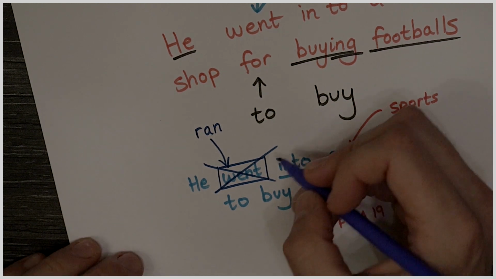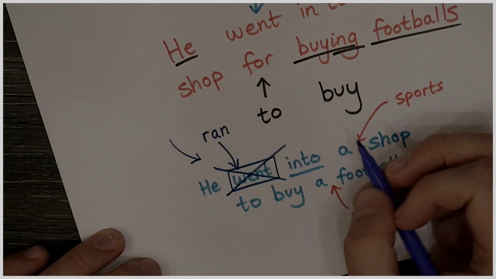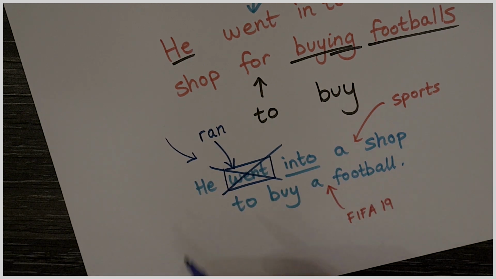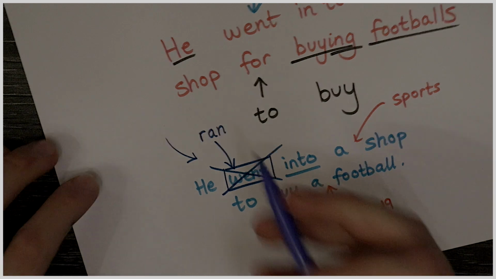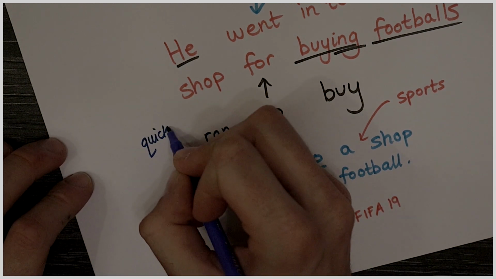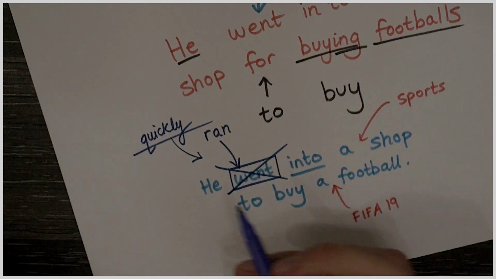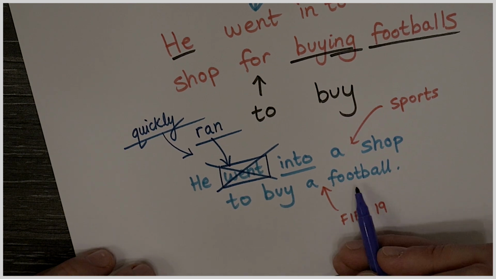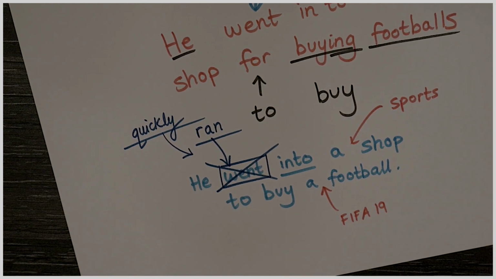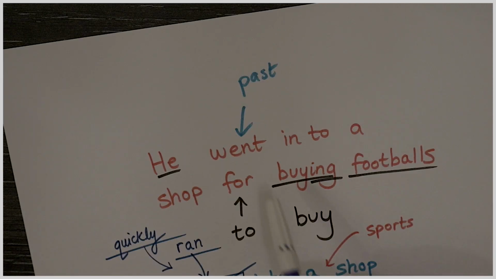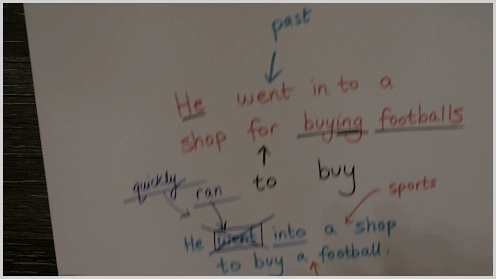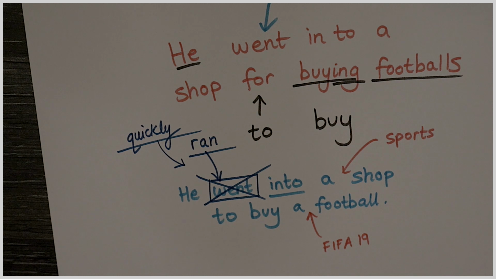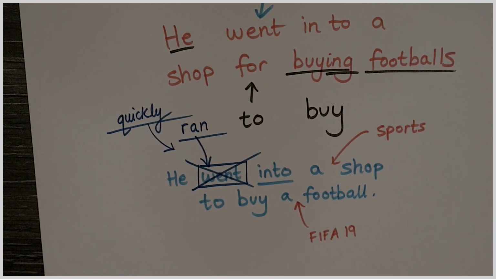Now if he ran, how did he run? Let's add an adverb. Now we can add the adverb after or before. So he quickly ran into a shop, or he ran quickly into a shop. It doesn't matter where we put it at the moment because it still sounds really good. So now we've got he quickly ran into a sports shop to buy a FIFA 19 football. There we go. We've just taken a really bad sentence. We've changed one word. We've altered this word because we know that we need to change it, and we've made it into a better sentence.